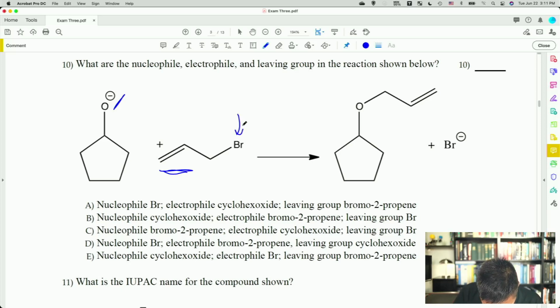So where is that one at? Nucleophile is cyclohexoxide. Electrophile is 2-bromopropene, and then leaving group is bromine. Yeah, so that's B. That answer is B.